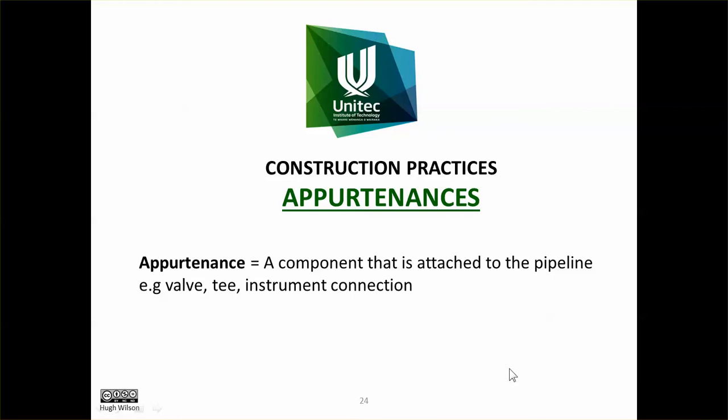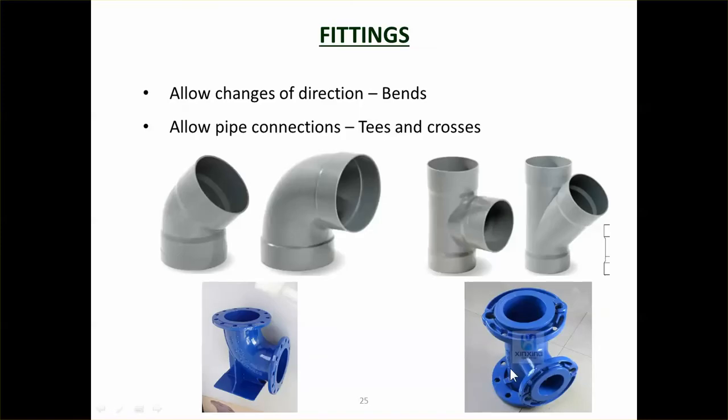In this video we're going to look at pipe system appurtenances. An appurtenance is a component that's attached to a pipeline, so that can be a valve, a T, an instrument connection. These are the things that control the pipeline, that allow you to do maintenance and allow you to measure how it's all going. And change direction too.